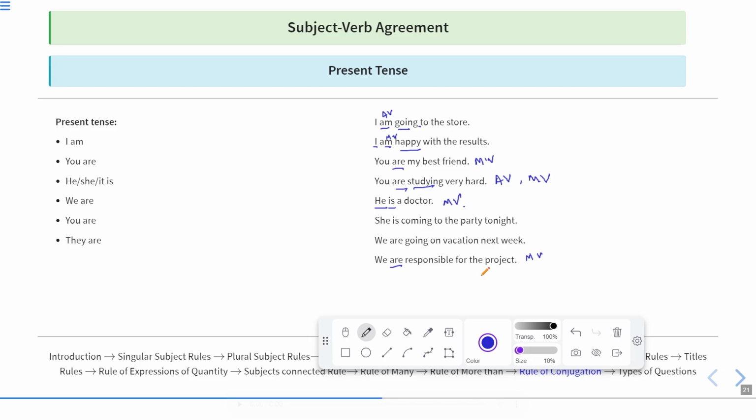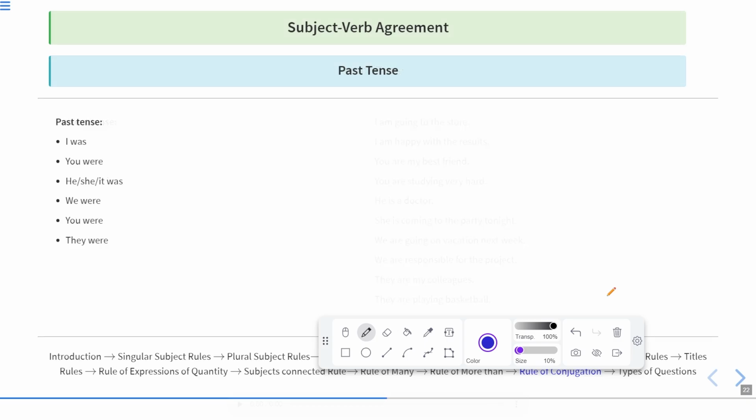Now let us move to the next one. They are my colleagues. So are over here is the main verb and my colleagues is the subject complement. The next sentence is: they are playing basketball. Here in the sentence, are is the helping verb or the be form and playing is the main verb of the sentence. So you can see all these are the present forms of be.